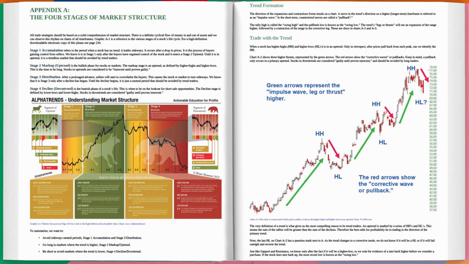Note, the last HL on chart A2 has a question mark next to it. As the trend changes to a corrective mode, we do not know if it will be a HL or if it will fail outright and reverse the trend. Just like support and resistance, we know only after the fact if it will be a higher low, so we wait for evidence of a turn back higher before we consider a purchase. If the stock does turn back up, the most recent low is known as the swing low.